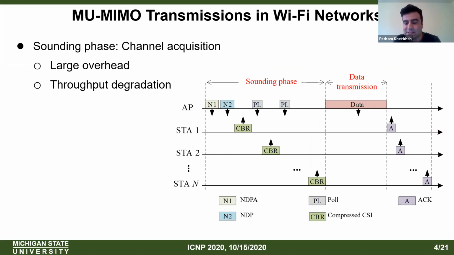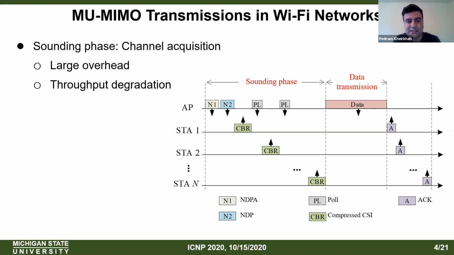And to capture this side information, the APs and stations go through a series of interactions called the sounding phase. During the sounding phase, first an AP sends a frame toward the stations. The stations estimate the channel, then the AP polls the stations, and the stations report the calculated channel to the AP. After that, the AP calculates a spatial filter, and then the real transmission begins after this overhead.